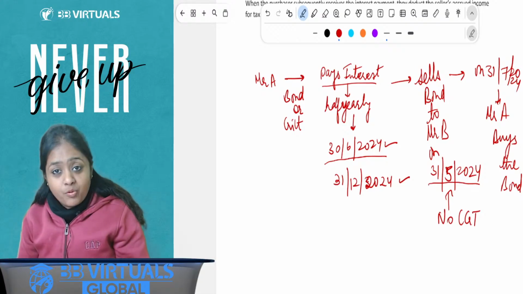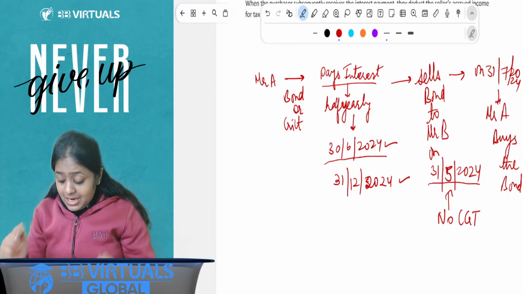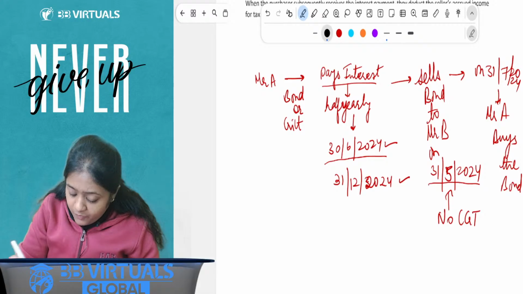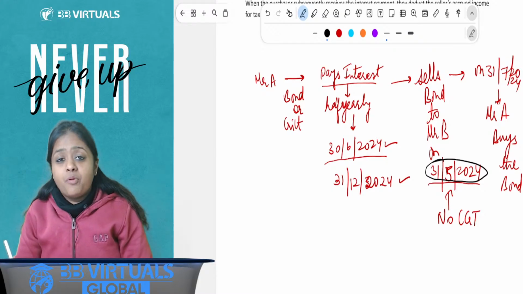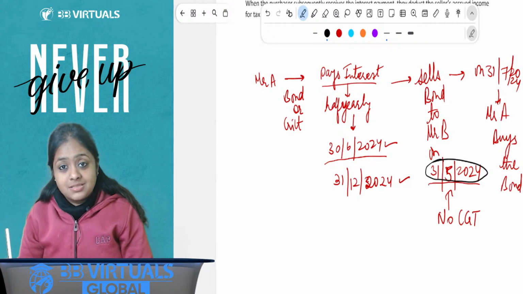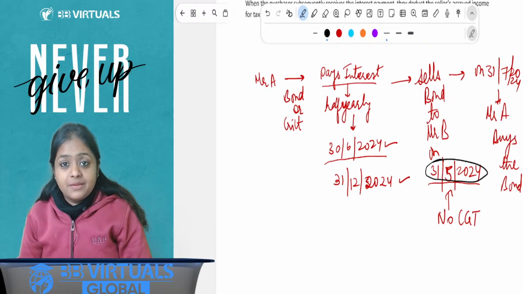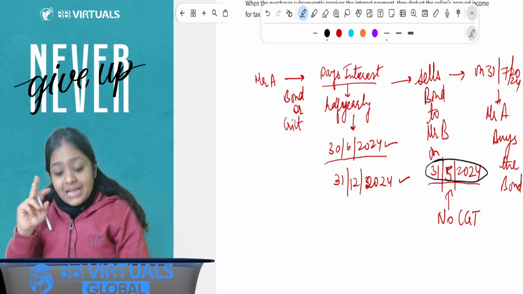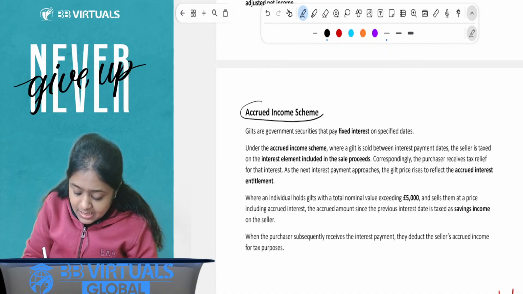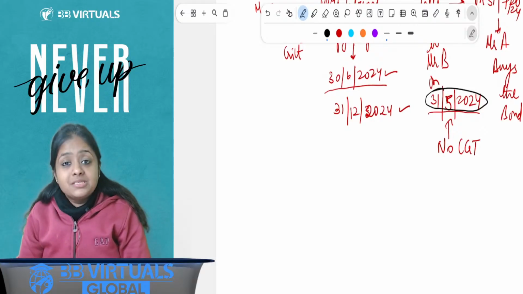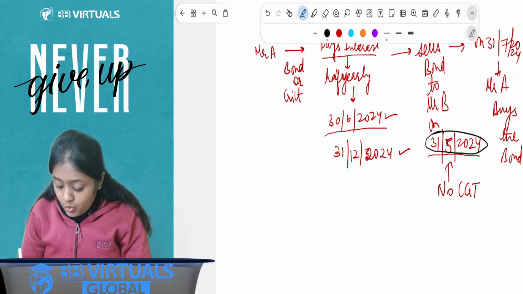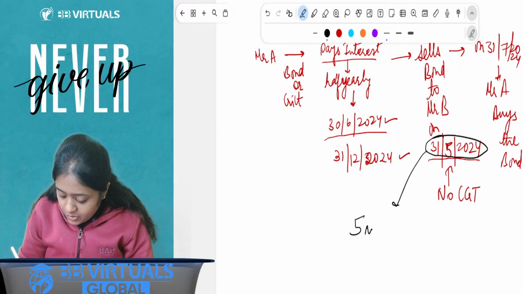But is this the correct approach? You will say no, because Mr. A, like in this case, was holding the bond for a good 5 months. So Mr. B will question HMRC and say, boss, why am I subject to tax when Mr. A is holding the bond for 5 months? Ideally, I should not be penalized for the same, right? So please don't tax me. And that is why the concept of accrued income has come into place. That simply says, very simply, look Mr. A, for how many months you held the bond? You held the bond here for 5 months. So for 5 months, you will pay interest.